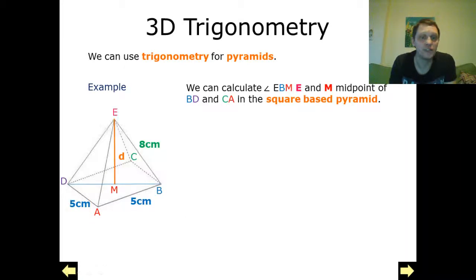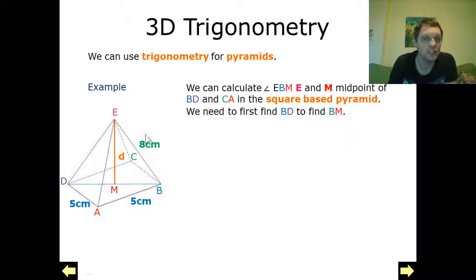Could also do this for pyramids. So here's my problem here, where I'm looking to calculate my angle EBM. So I'm looking to calculate my angle just here at the bottom, where E is actually the top of my pyramid, and M is the midpoint of BD. This is a square-based pyramid, but it would work very well with rectangular-based pyramids also.